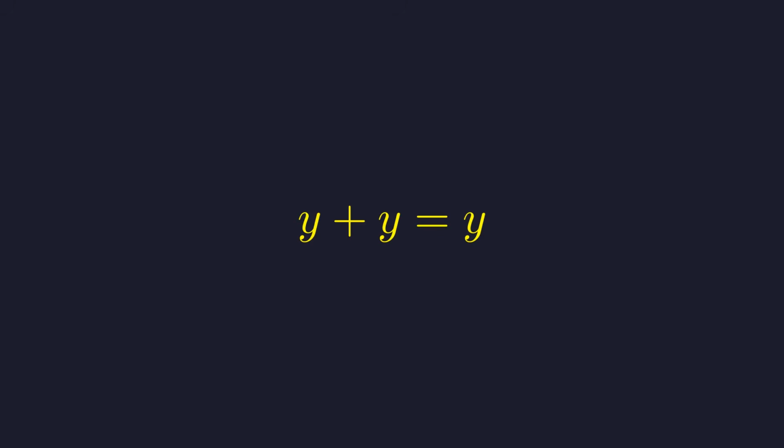Of course, y plus y is just 2y, so we have 2y equals y. Now, if I divide both sides by y, I get something quite surprising. 2 equals 1. But that's impossible, so where exactly did our reasoning go wrong?